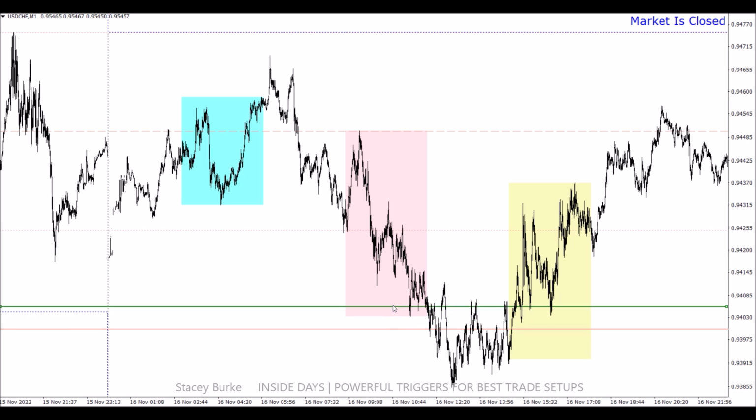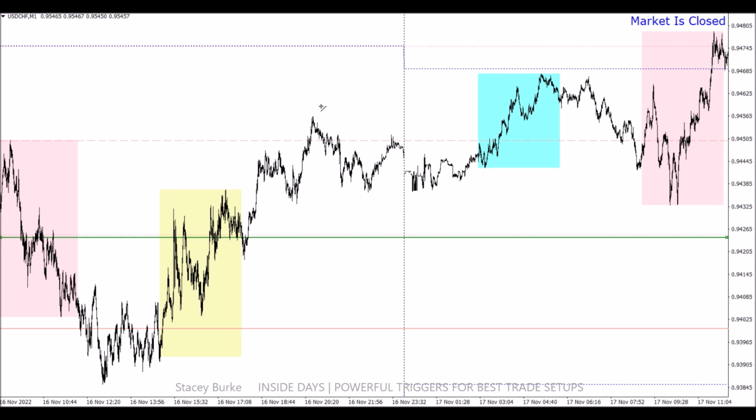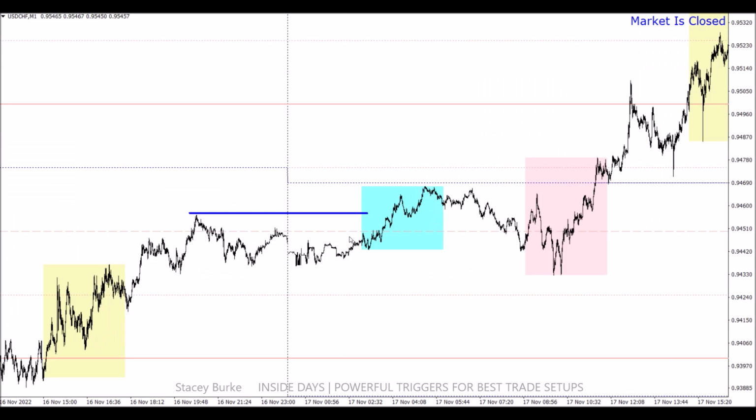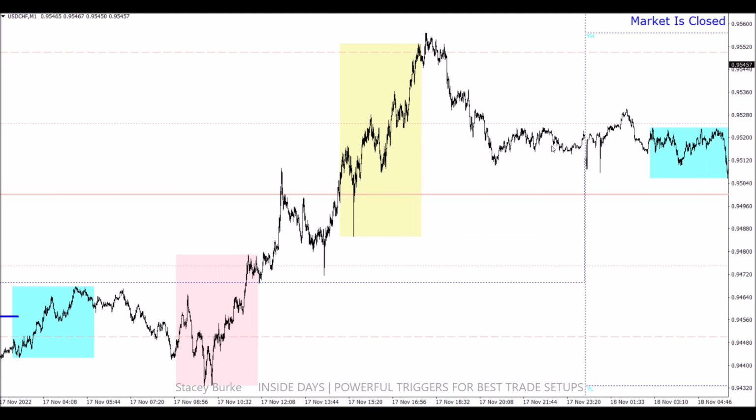We locked that in and came back up and went sideways in our 25 pip consolidation box. We broke higher in the Asian session before pulling back, locking in the low of the London window and trading back in the long direction. Inside bar, 100 pip trade opportunity.